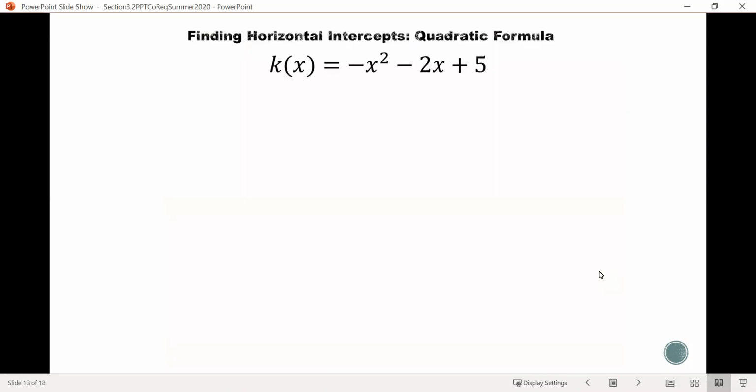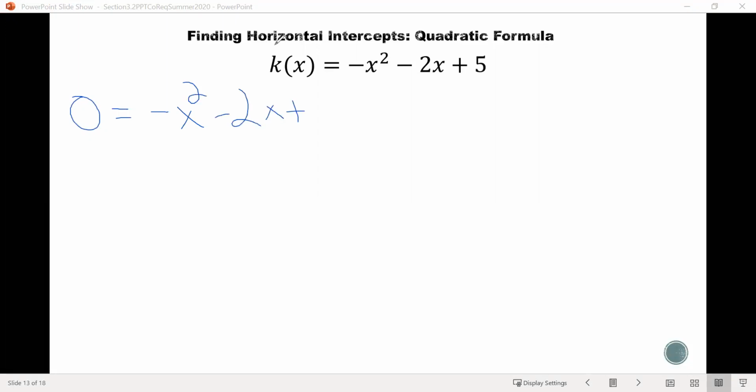Okay, so let's go back to finding horizontal intercepts for a quadratic function. We've talked about one technique for finding horizontal intercepts, which is factoring. But let's look at what happens if you cannot factor the function that you're given. So for example here, we have a function that we're calling k of x, which is given by the formula negative x squared minus 2x plus 5. We know here to solve or find the horizontal intercepts, we need to set this equal to 0. So we'd have 0 equals negative x squared minus 2x plus 5.